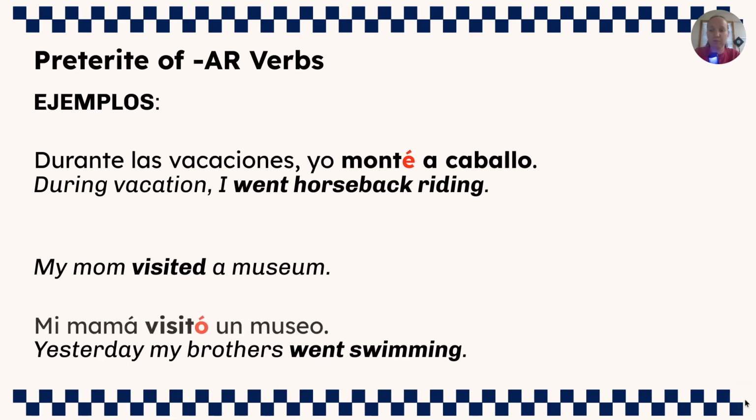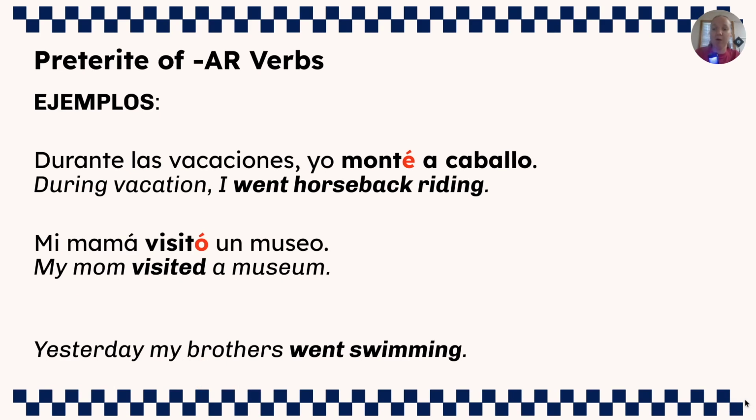Next we have my mom visited a museum. Mi mamá visitó un museo. That O with an accent is our él, ella, usted form of our verb. Since you could replace my mom with she visited, that's how you know you're going to use the él, ella, usted form. The next one I want you to try on your own before we move on.